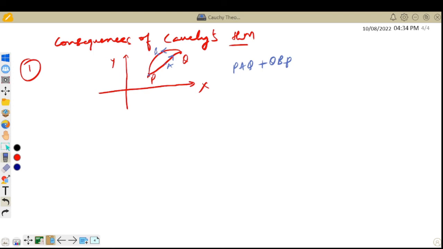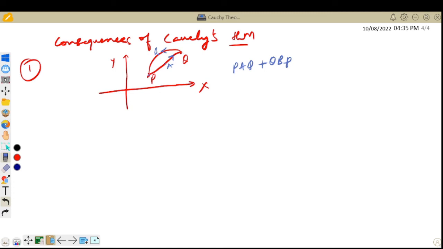So now observe, what is the consequence? The first consequence is you can travel from P to Q or Q to P in any direction or any way, then it is independent of the path joining P and Q. Means you can traverse any way, and the value of the integral is equal.